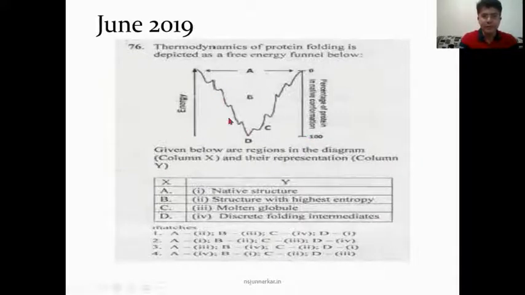On the basis of this figure, two columns are given where A, B, C, D are shown in the X column. And what does this A indicate? Whether it is indicating the native structure, or structure with highest entropy, or the molten globule, discrete folding intermediates, all these are shown. So we have to correlate this percentage of the protein in native conformation with the entropy. So let us move to the discussion on the remaining aspects of proteins first, and then we'll come to the discussion on these questions.